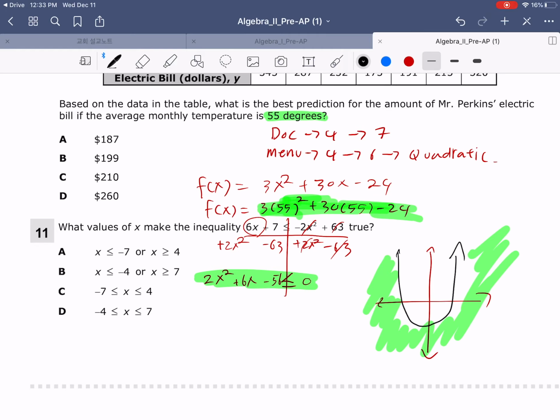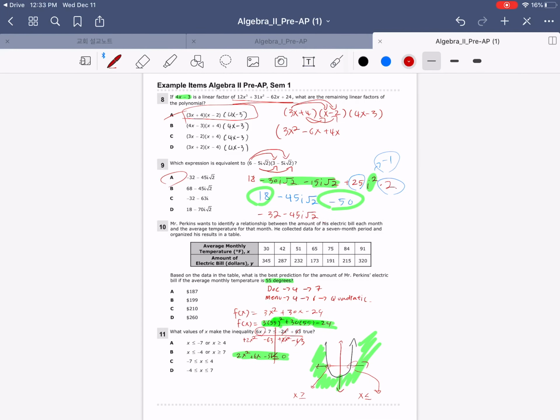The only thing you have to do is find this point, the x-intercept, and since it's less than or equal to, you're going to have a solid line. Since it's shading in the middle, x is greater than or equal to this one, and x is less than or equal to this number. That's what you have to do. I just do not know what this number is because I do not have a calculator. So yeah, that's it.